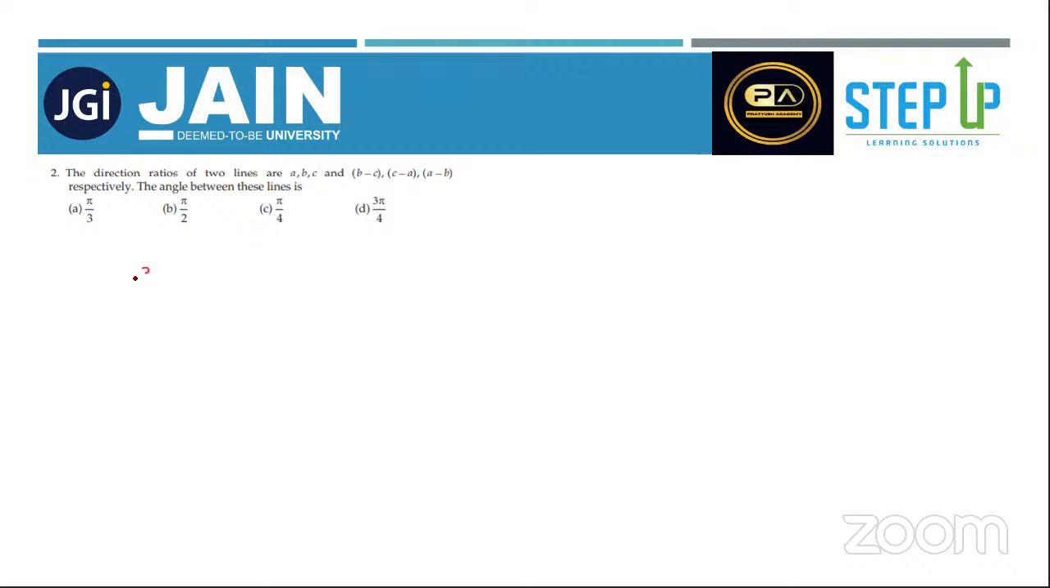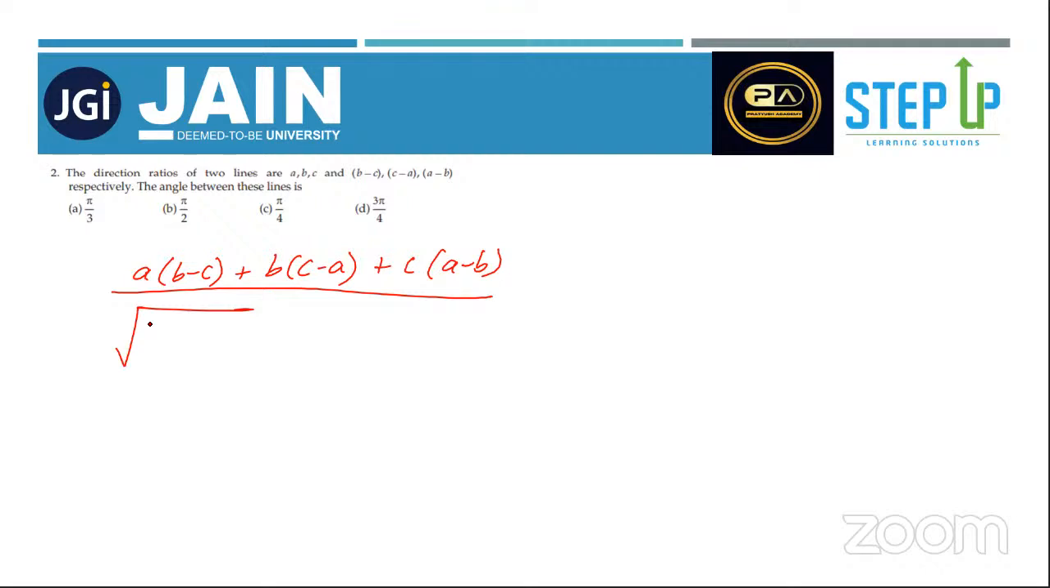So it is like A into B minus C plus B into C minus A plus C into A minus B, whole divided by the square root of A square plus B square plus C square, into B minus C whole square plus C minus A whole square plus A minus B whole square. So cos theta equal to so much.